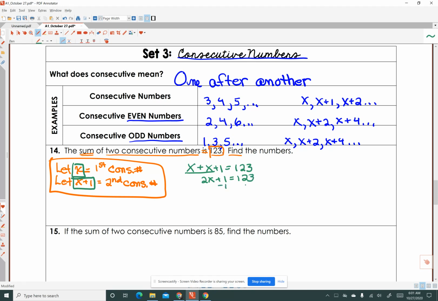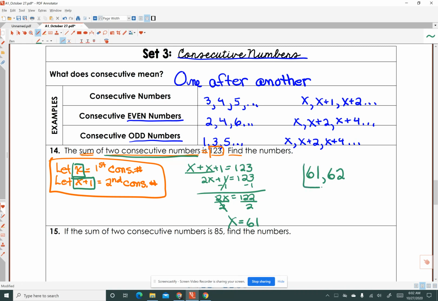Let's subtract 1 from both sides. 2x equals 122. We'll divide both sides by 2, and x equals 61. Now, what is that 61? In fact, it's not a final answer, it's an answer to that problem, but what is that 61? 61 is the first number, okay? Now remember, two consecutive numbers. So what's the second number? 62.